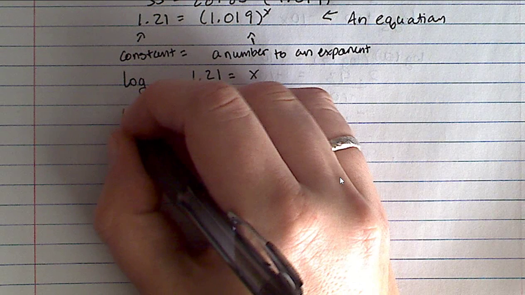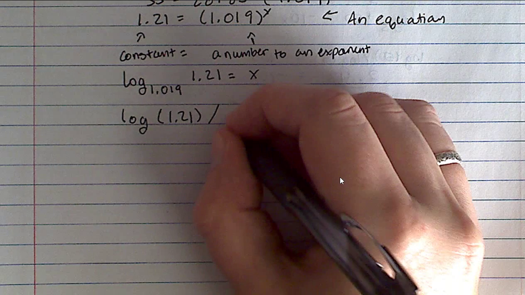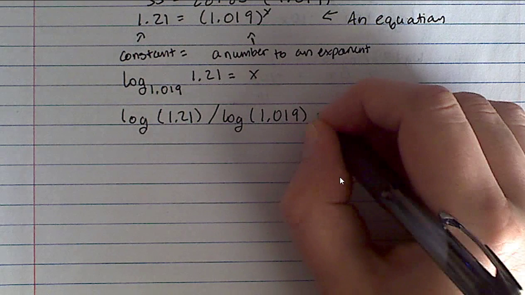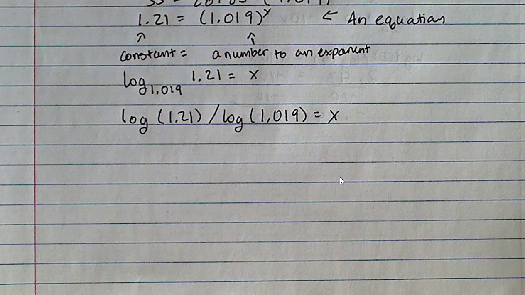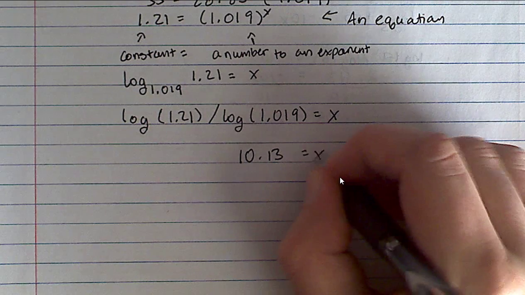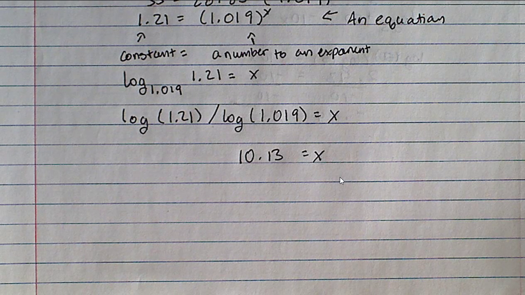So you do log 1.21 divided by log 1.019, and whatever you get from that would be equal to x. That's rounding to 2 decimal places. Now, this is a word problem, so we have to have units on it. What's the units on that? Years. So in approximately 10 years, Saudi Arabia will have 35 million people. Okay?